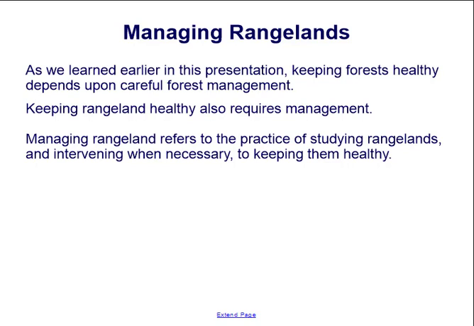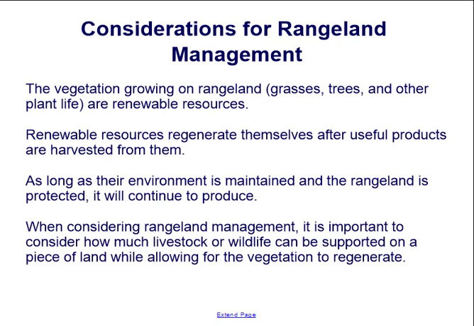Keeping rangeland healthy also requires management. Managing rangeland refers to the practice of studying rangelands and intervening when necessary to keep them healthy. Considerations for rangeland management. The vegetation growing on rangeland, grasses, trees, and other plant life are renewable resources. Renewable resources regenerate themselves after useful products are harvested from them. As long as their environment is maintained and the rangeland is protected, it will continue to produce.